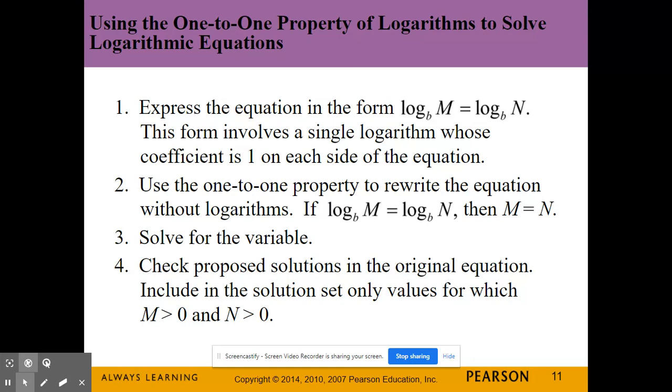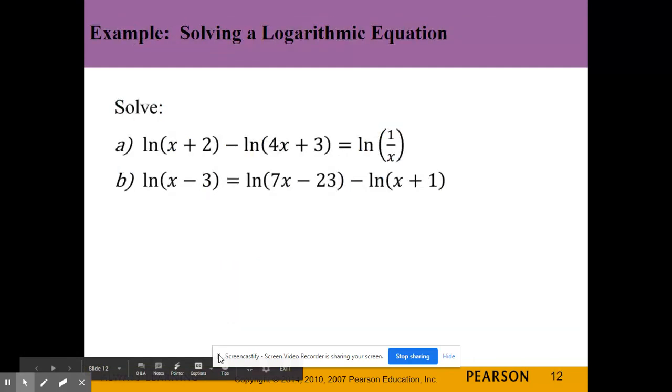So if you have the base the same on both sides, it's similar to when you have two exponential expressions with the same base, then the exponents have to be the same. Then you solve for the variable. And you can go back and check to make sure that it doesn't make the expression negative. So let's take a look at an example. Let's do part A together.